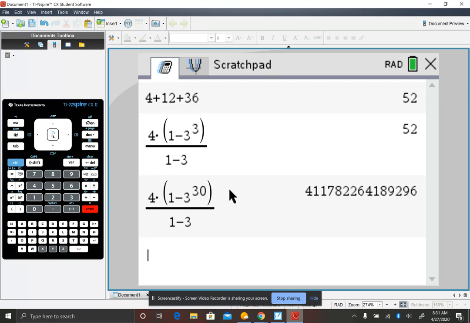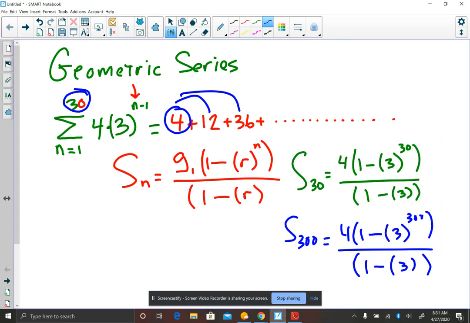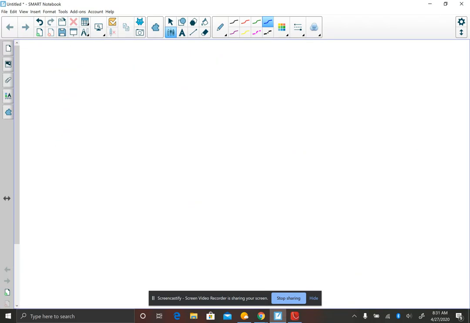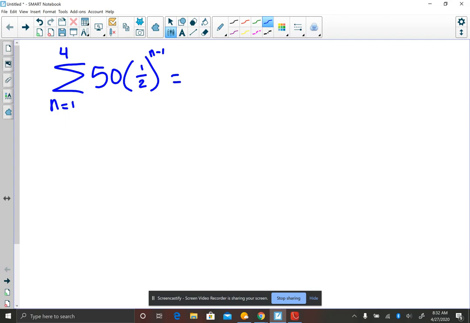I'm going to do one more problem with you guys. In this instance, we're going to find the sum of the first 4 things from a sequence that starts at 50 and constantly multiplies by half. You should be able to recognize this. Again, you put a 1 in there, you get half to the power 0 is 1, and you end up with 50. Your first term is clearly 50. And then we're constantly multiplying by half, 12 and a half, 6 and a quarter.